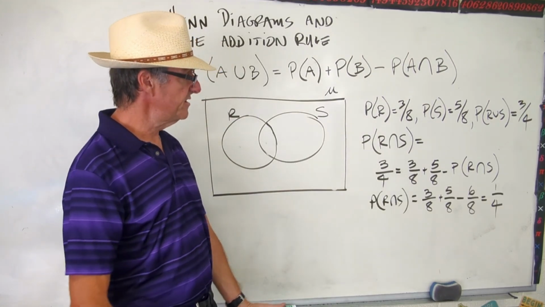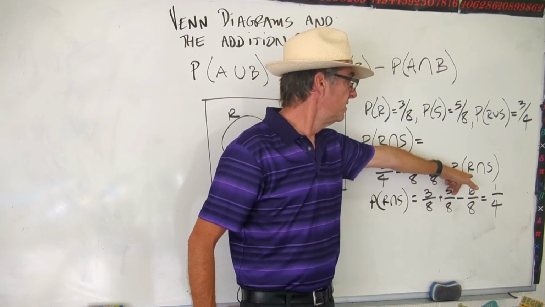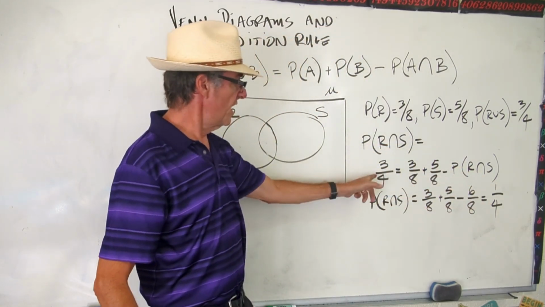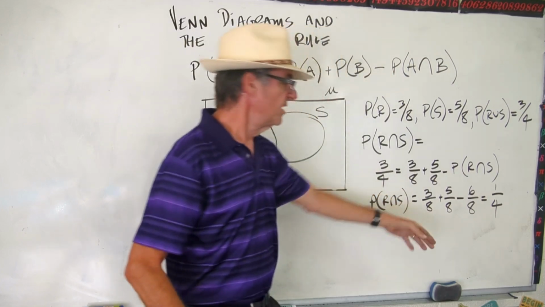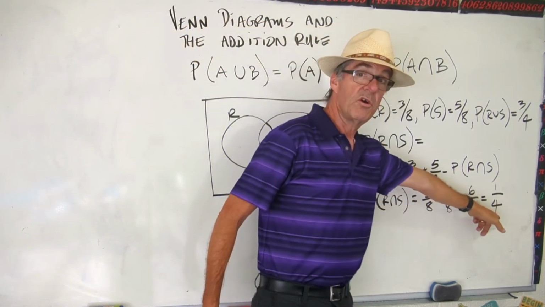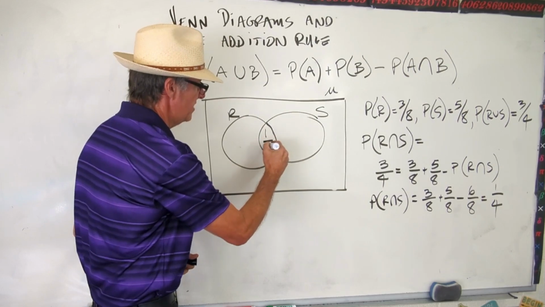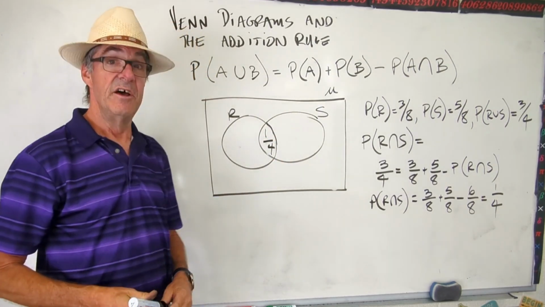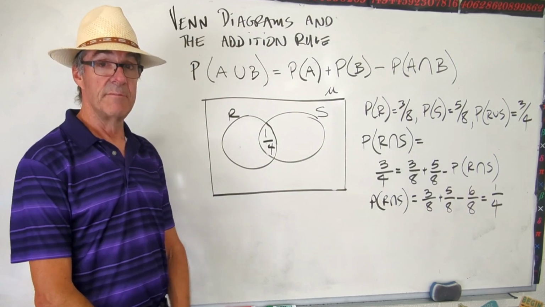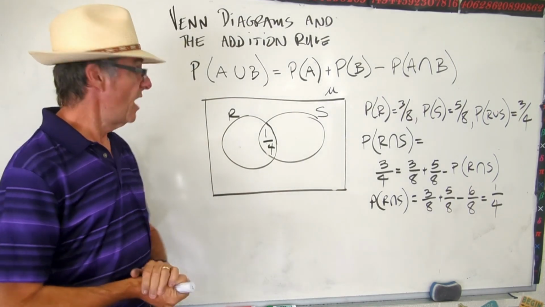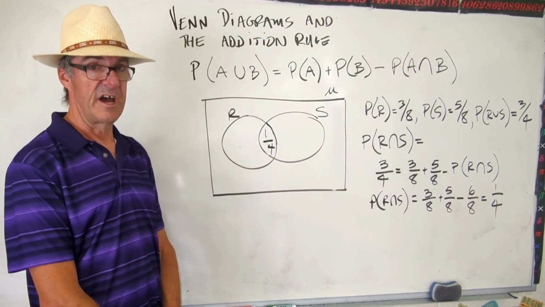All right, so here's how I did that. I have a negative on the probability of my intersection. So I moved this over to this side. I took my 3/4 and moved it over to that side. I changed all my fractions to eighths and I combined them and I get 1/4. So now I can put 1/4 right there. Okay, so now I'm getting close to being finished with my Venn diagram. In fact, that's what I want you to do now. I want you to populate the other 3 regions of this Venn diagram.